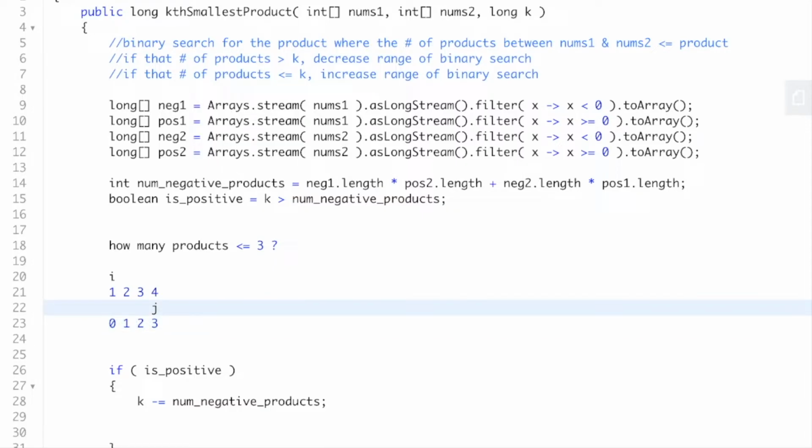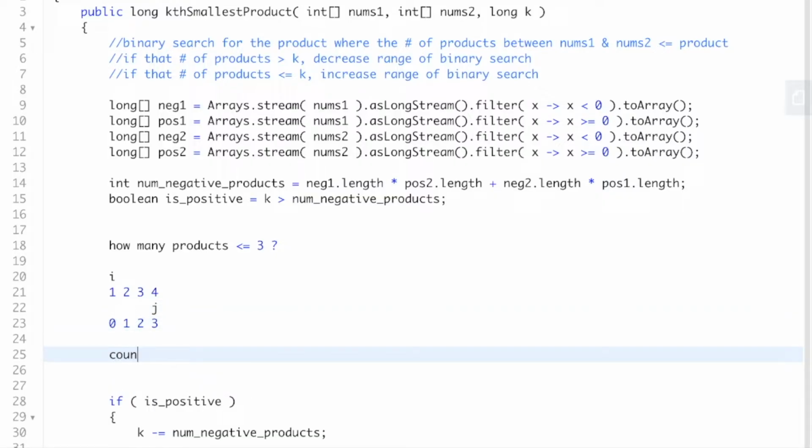Okay, so the number of products here is going to be whatever j is plus 1. Because j is our index, we just add 1 to get the actual number of products, right? So j is 3 here, so 3 plus 1 would be 4. Okay, so we have 4 products so far that are less than or equal to 3. And now that we calculated this number, let's do the next number.